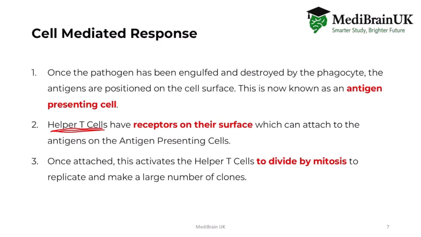Okay? And that's going to activate the helper T cell. So they've bound to the antigen on the antigen presenting cell, and that's activated this helper T cell. And because it's been activated, it's going to divide by mitosis and create a large number of clones. So that's what's happening in your cell-mediated response. These helper T cells are going to grow in numbers.